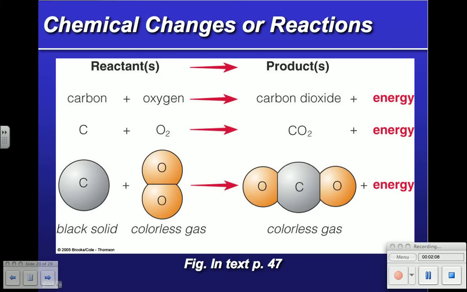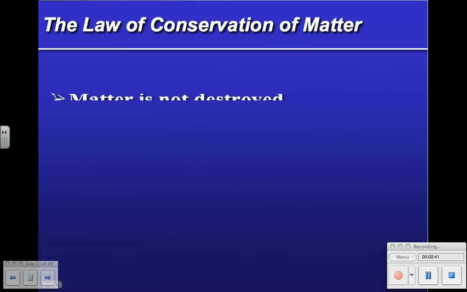So an example of a chemical change or a chemical reaction here. Here we have solid carbon combining with oxygen to produce carbon dioxide, and in that process you would give off energy, because this would basically be combustion. An example of carbon combining with oxygen would be the burning of coal, where carbon dioxide is one of the products, and then heat given off, or energy, is the other, and harnessing that energy is usually how we utilize coal.